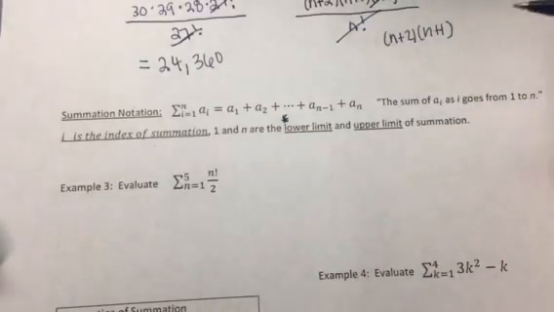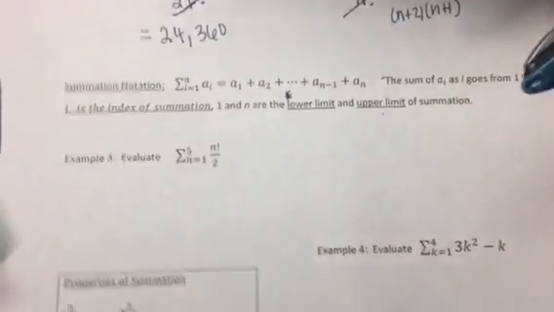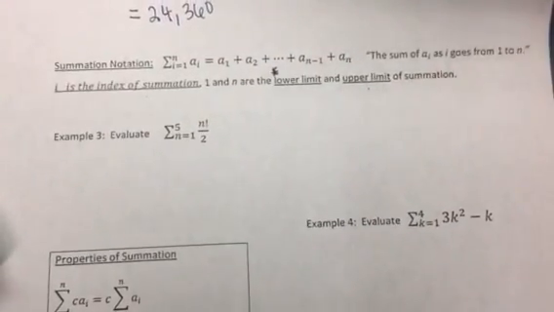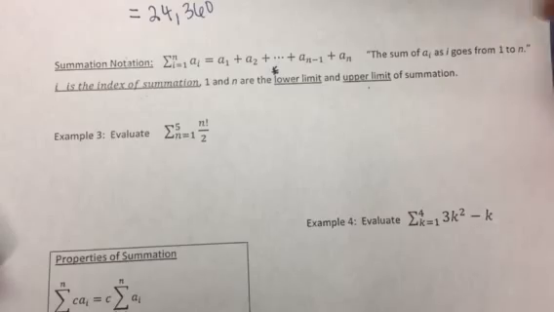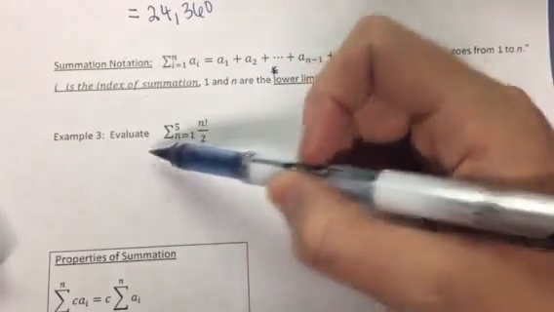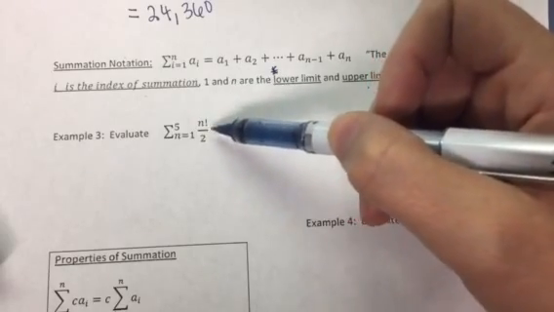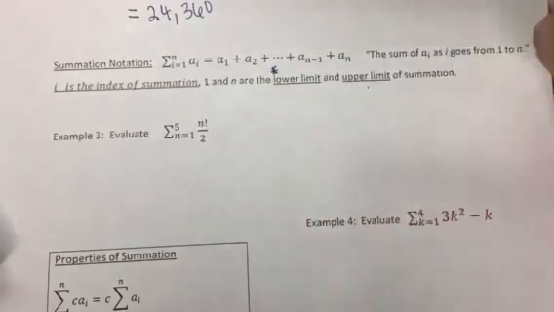n will tell you where to stop. That's the upper limit. So you're going to add from here to here. These look a lot scarier than they are, but they can be really intimidating. Let's look at this first example together. We're asked to evaluate the summation of n factorial over 2 from n equals 1 to n equals 5.